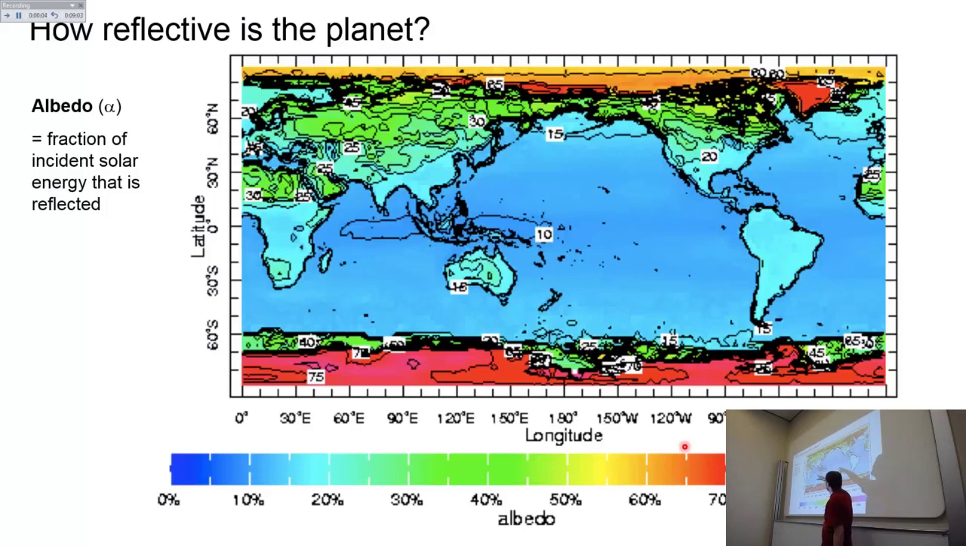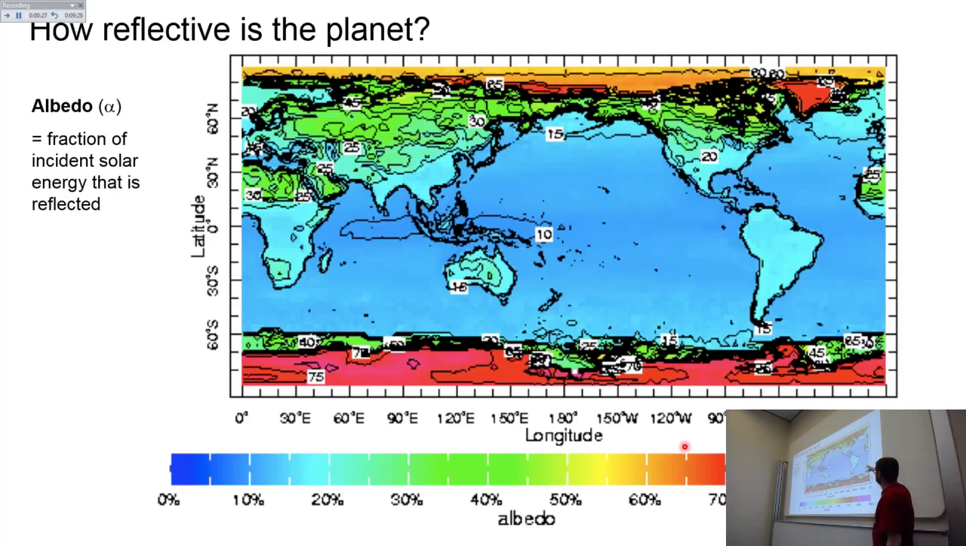The reflectiveness, sometimes referred to as the albedo, is the fraction of solar energy that comes in that is reflected, and you can see from this map of albedo that it's not constant over the whole Earth. For instance, the oceans have quite a low albedo because they're blue coloured and they absorb a lot of light, being made of water.